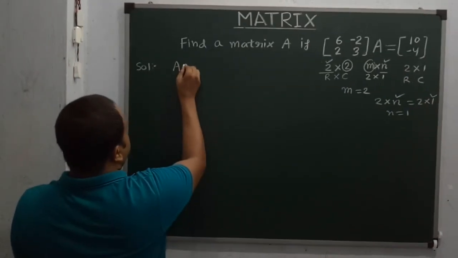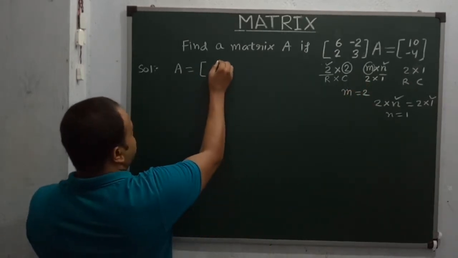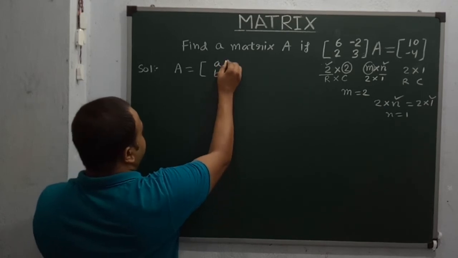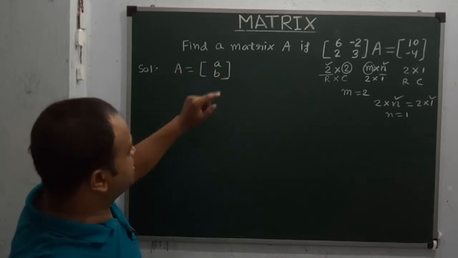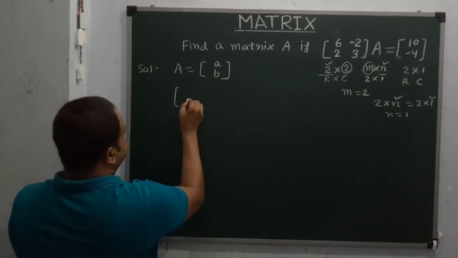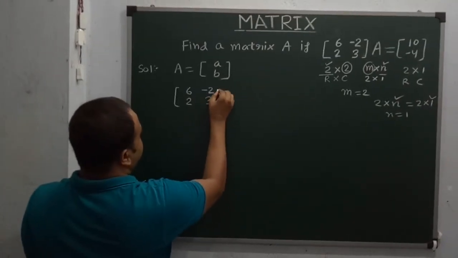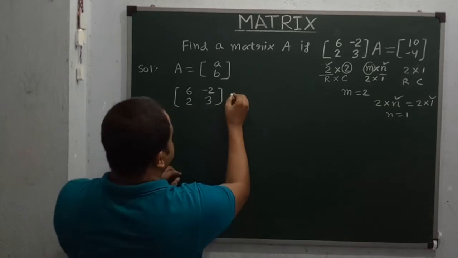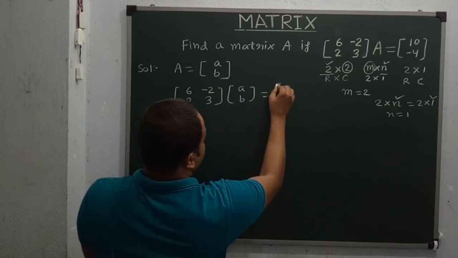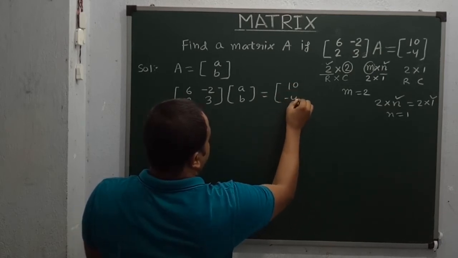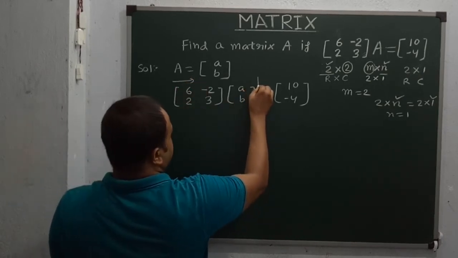Assume the matrix A as there is 2 row and 1 column. Suppose a, b. 2 elements I have taken, a and b. There is 2 rows and 1 column. Now if I do the product, 6, 2, minus 2, 3, and a, b equals to, we are provided with 10 minus 4. Now we do the product rule. First we will go horizontal, then we will go here vertical.